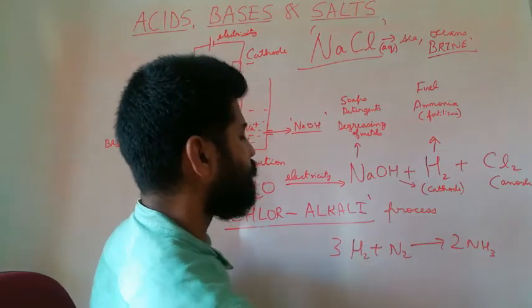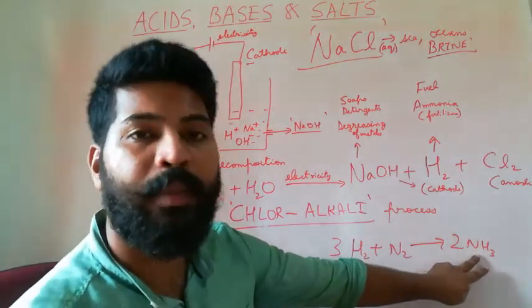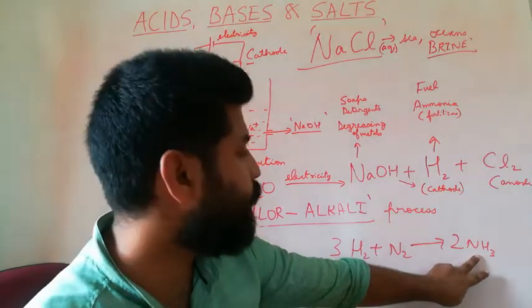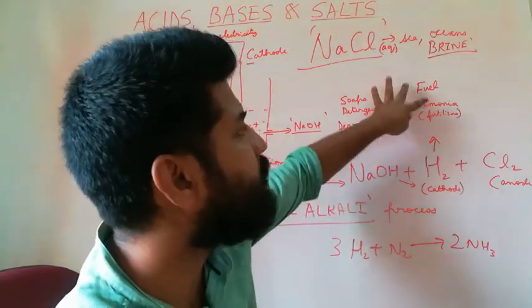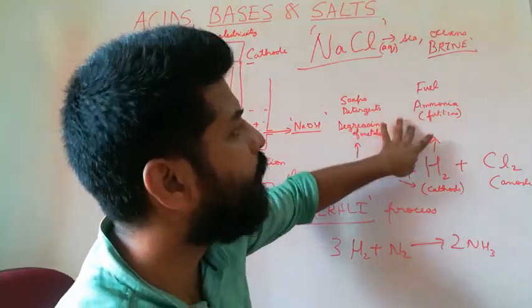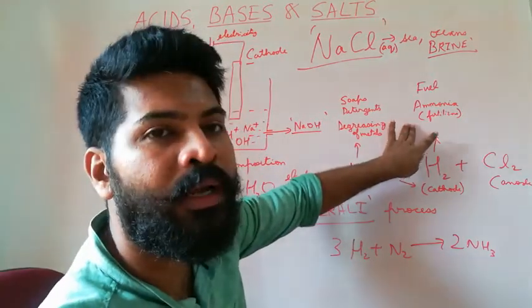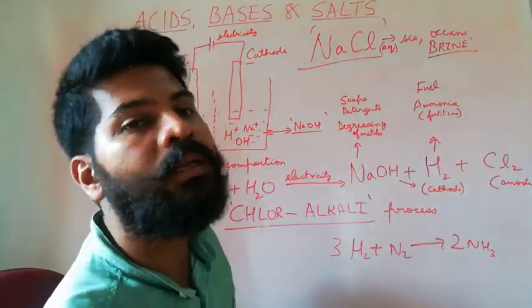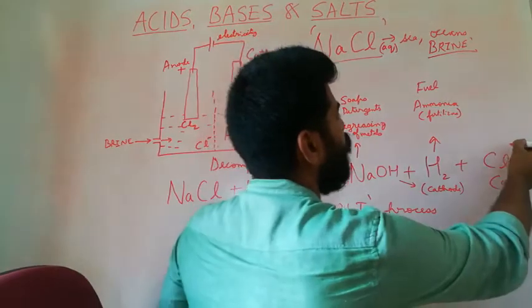Which is a main component of fertilizers. So that is the use of hydrogen as fuel and for production of ammonia, and it is also used to produce margarine. So I am writing two uses only.